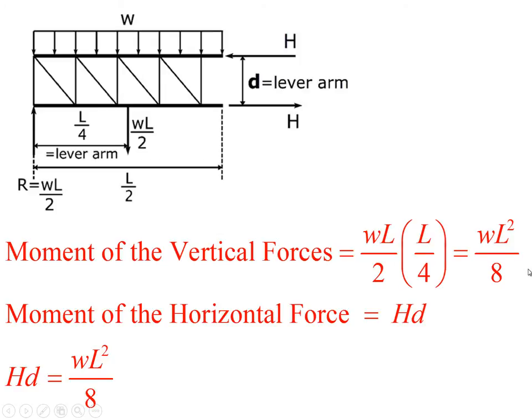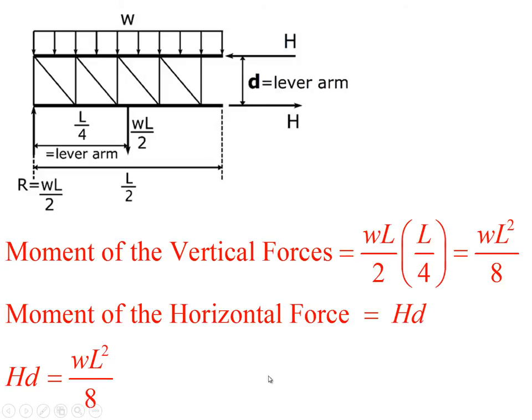And again, as long as we're talking about any kind of simple span structure of length L under a uniform load W, this will be the burden that we have to deal with. It's the moment which is imposed on this structure, which is WL squared over 8. The resisting moment is created by H and D, or these two H forces, which are offset by distance D. So the moment of the horizontal forces is H times D.